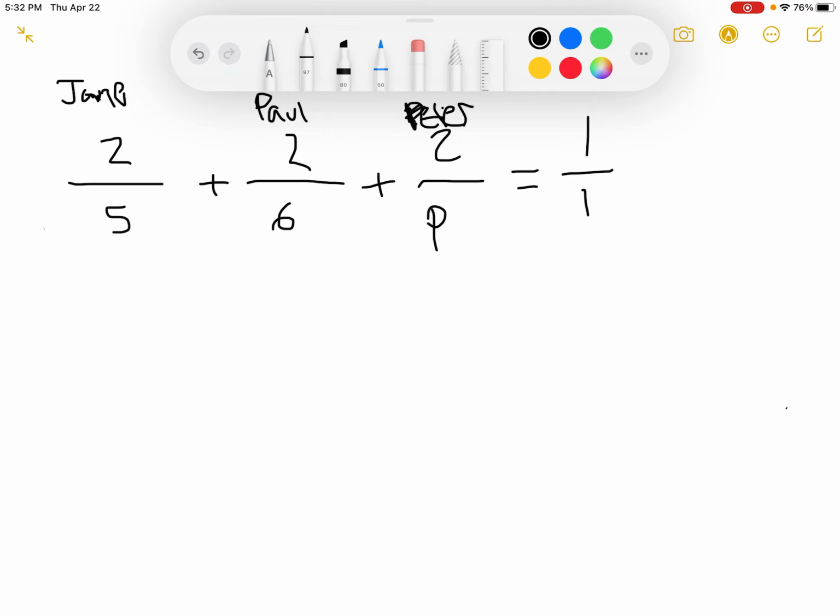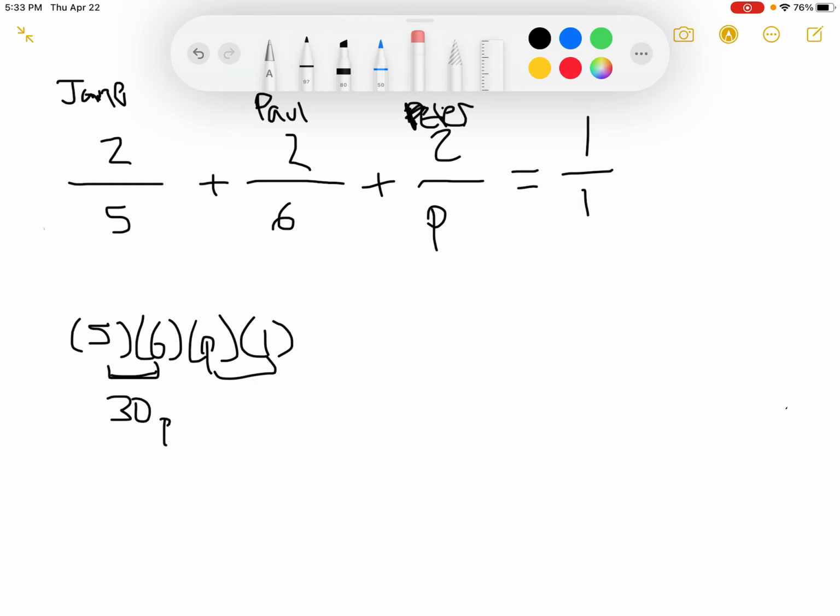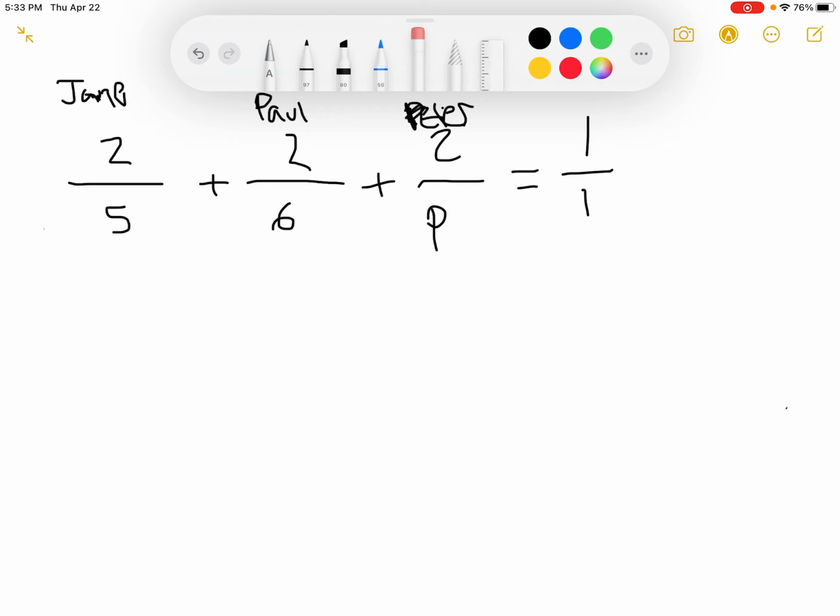So 5 times 6, let's just do this. So we have 5 times 6 times P times 1. 5 times 6 is 30, and then p times 1 is p, so 30p. So we need to multiply everything by 30. Well, sorry. The common denominator is 30p. And remember, this is what we did to multiply to get that.